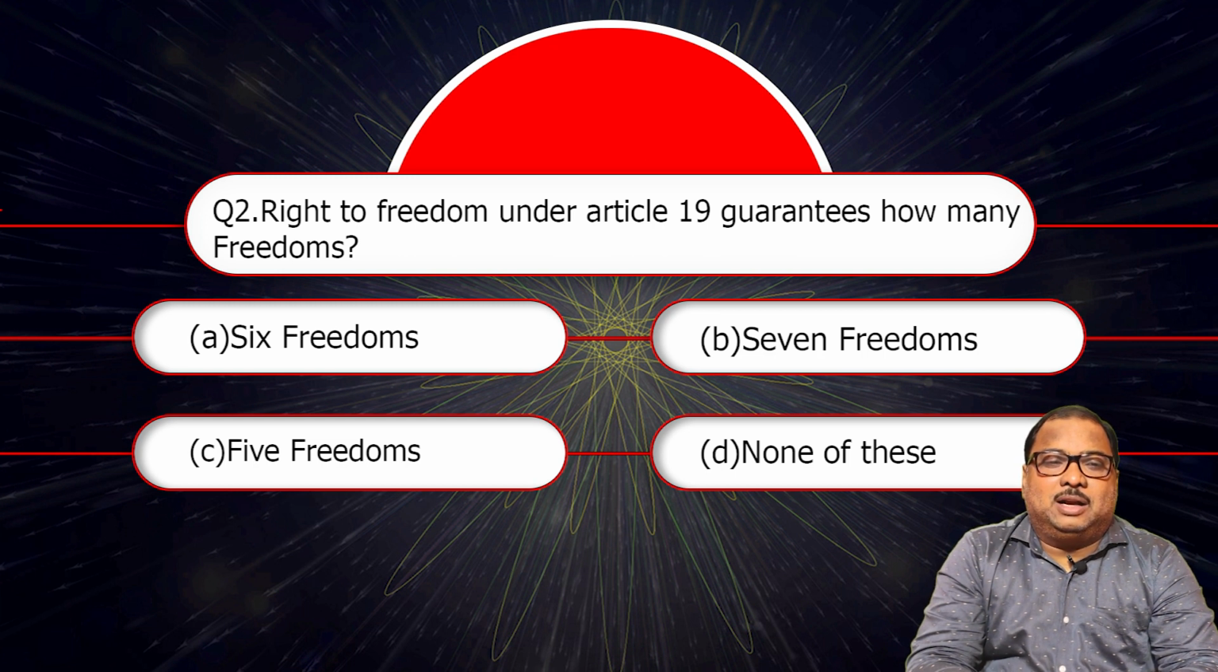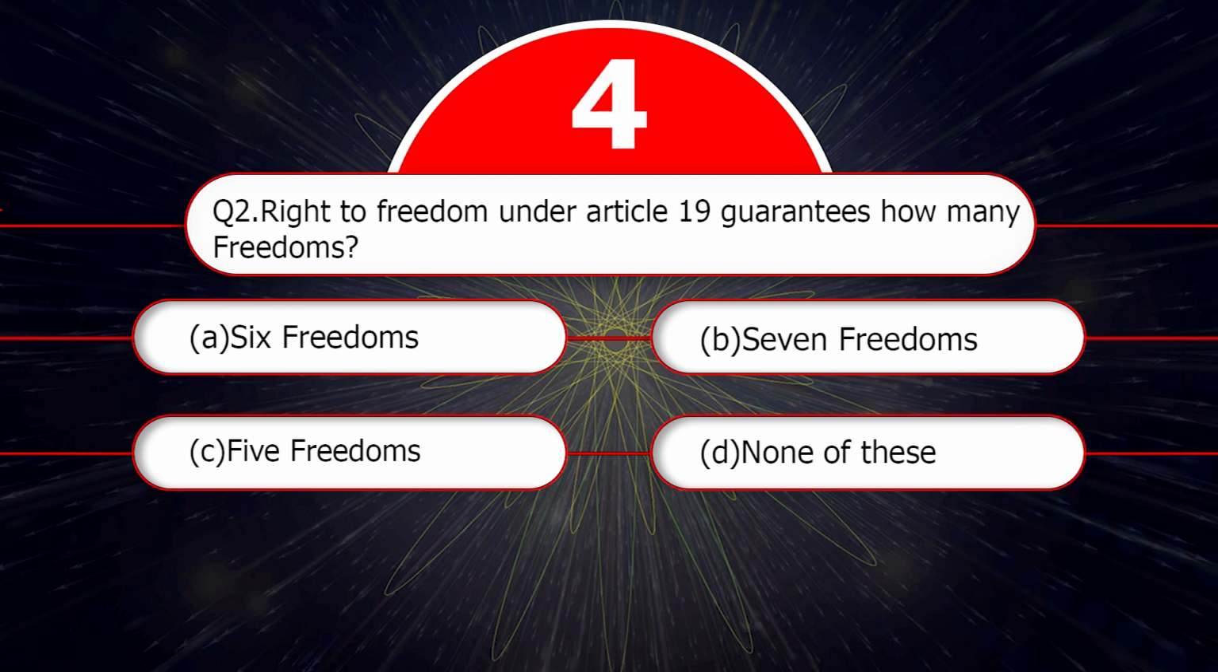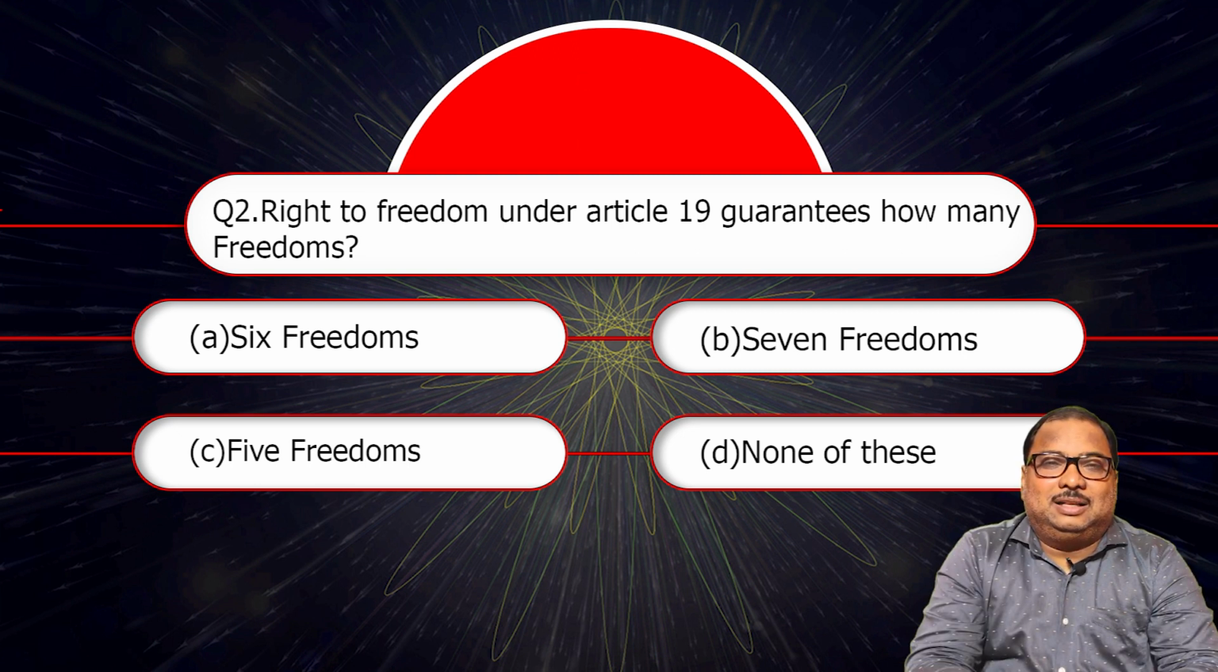Right to freedom under Article 19 guarantees how many freedoms? And here are your options. Option A, 6 freedoms. Option B, 7 freedoms. Option C, 5 freedoms. Option D, none of these. Your time starts now. The correct answer is option A, 6 freedoms.